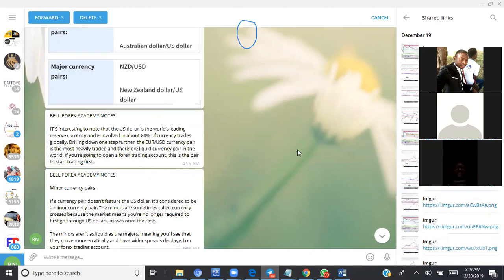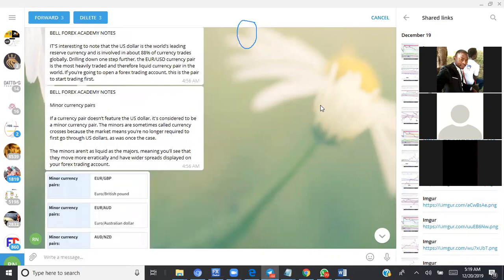And now we're going to look at the minor currency pairs. If a currency pair does not feature the US dollars, it is considered to be a minor currency pair. The minors are sometimes called currency crosses because they make the market, meaning you're no longer required first to go through the US dollars. That means they are referred to sometimes as crosses, you can consider the minor currency as cross pairs, and it has nothing to do with the US dollars.